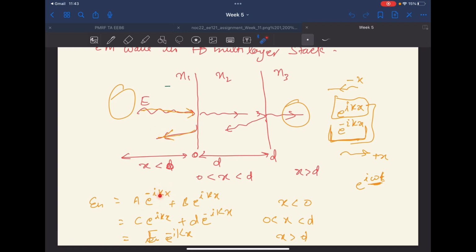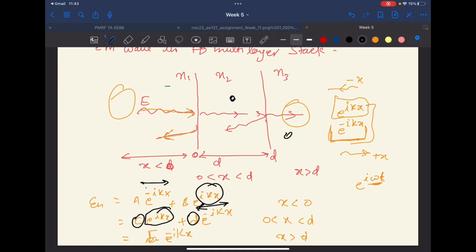i kx, which is the reflected wave, coming to this side, and similarly in the other regions with the waves going to this side. In the third region, we have i kx with some constants c and d, but in the n3 region there is only a wave going in the x direction. So this wave is going in this direction, and this wave is going in this direction.